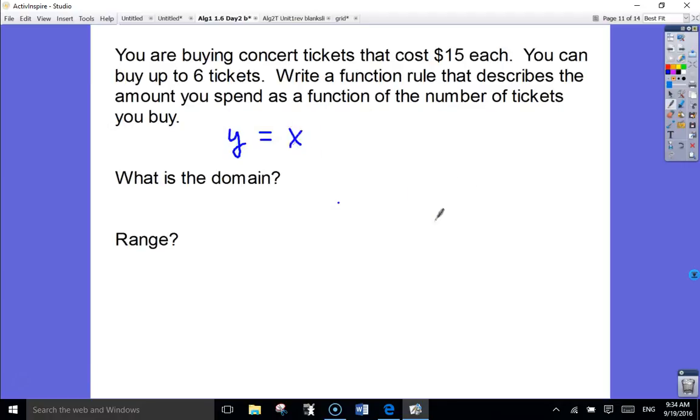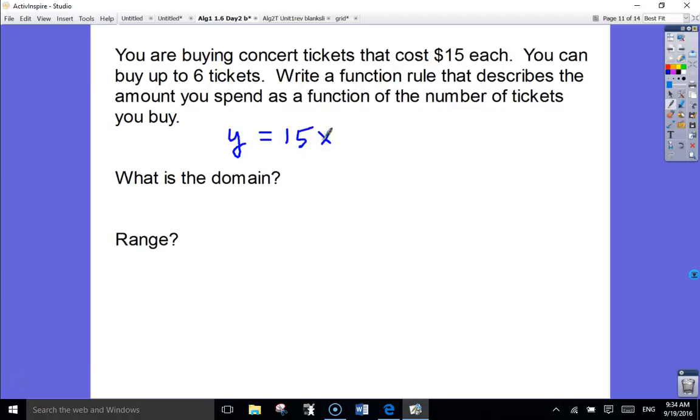Okay, if it's x plus 15, then let's see. If I buy 1 ticket, 1 plus 15 is 16. What should it be? It's actually x times 15, right? So that's the reason. If you write down your function rule, make sure that it works. Plug in a few numbers, make sure it makes sense. So it's actually 15 times x. That's our function rule.